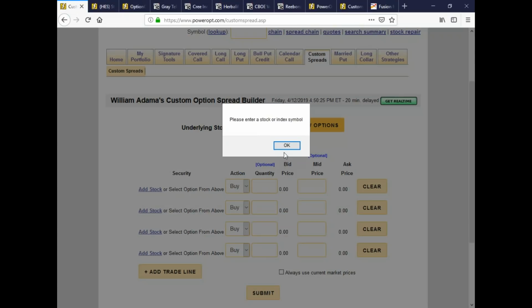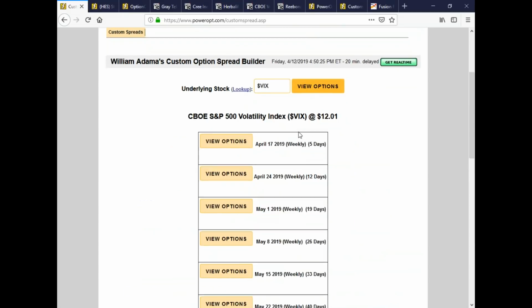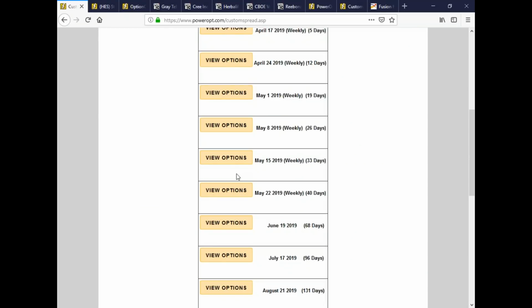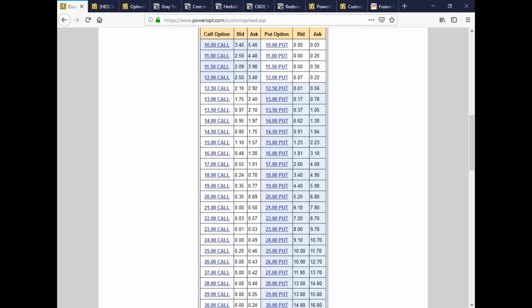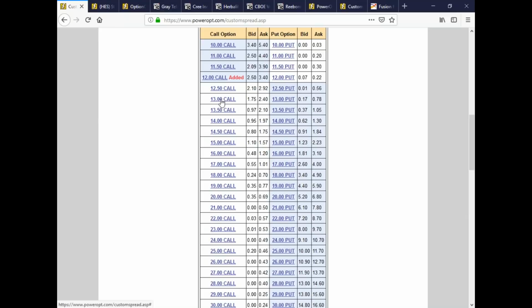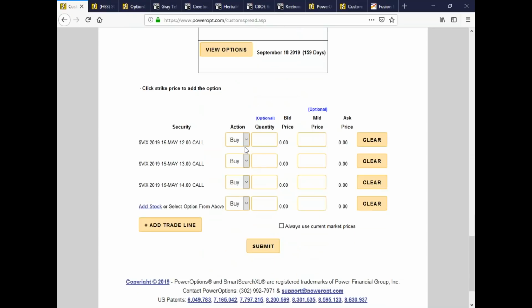Now I mentioned, real quick, I might be going out to May or further. I don't know if I'd go to June. I'd probably go to June, but let's keep with just May. All right. And it's 33 days away because it expires on Wednesday. Remember, the VIX expires on Wednesday. And you said sell a 12, buy 3 13s, buy a 14, right? Okay.